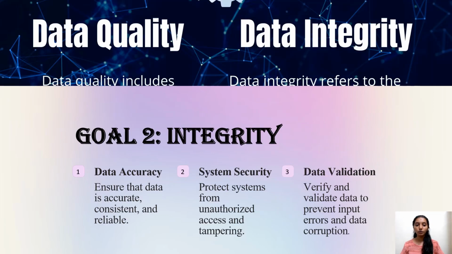Next is goal 2, which includes data quality, data integrity, data accuracy, system security, and data validation. Data accuracy is ensuring that data is accurate, consistent, and reliable. System security means protecting systems from unauthorized access and tampering. Data validation is verifying and validating data to prevent input errors and data corruption.